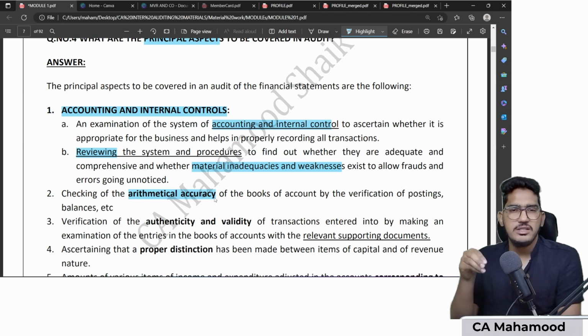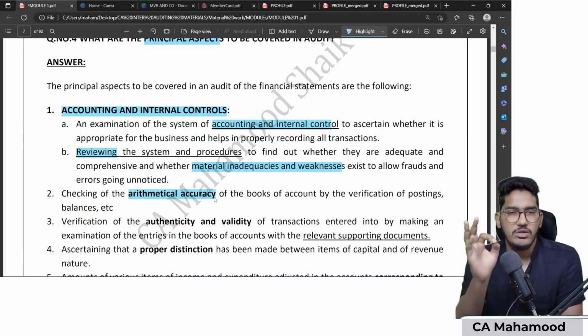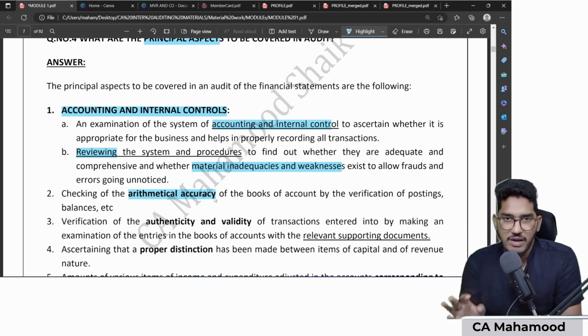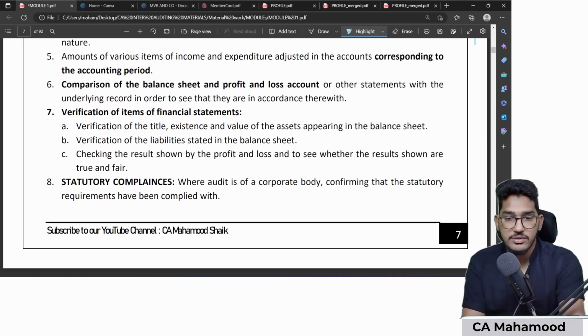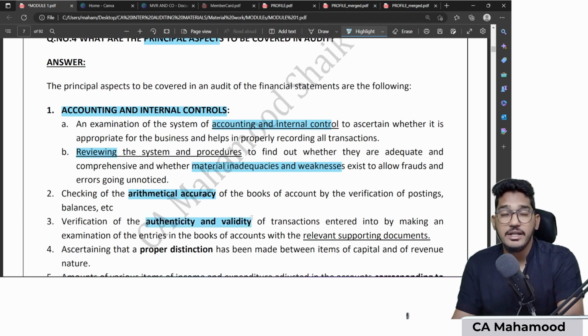But I don't feel this point is still relevant today. Why? Because today all the basic math is handled by the accounting software, so we can rely on the software in today's environment. But whatever it is, one of the main aspects which has to be covered in the audit is checking of arithmetical accuracy. Then the next main aspect which needs to be covered in an audit, verifying authenticity and validity, genuineness and validity of the transactions.